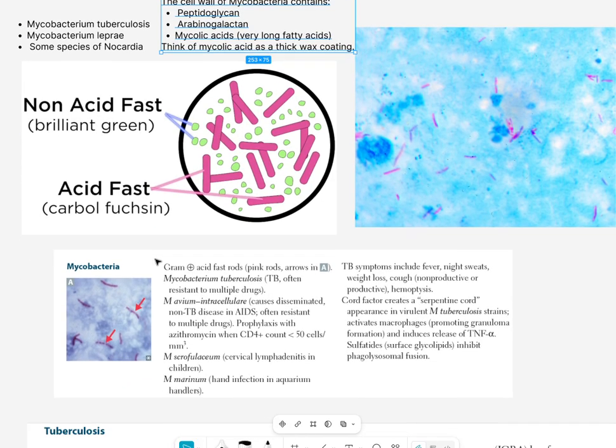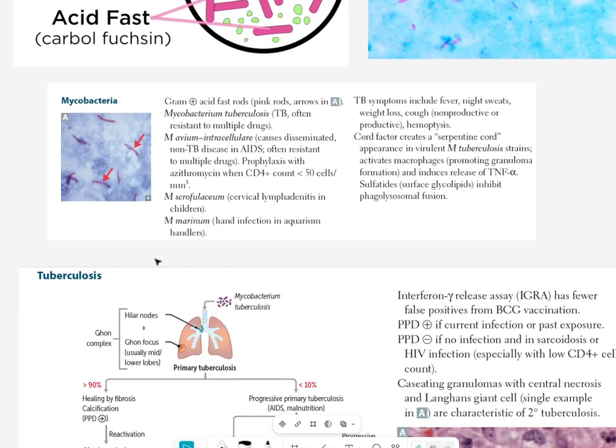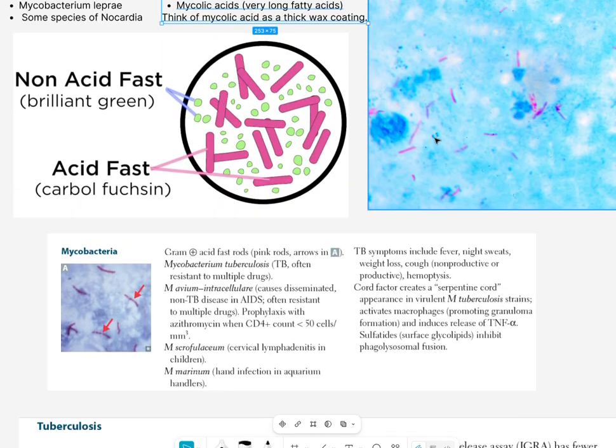Now, for the Mycobacteria family, just a little bit of a heads up. Mycobacteria have a gram-positive-like cell wall, but stain poorly with gram stain. So these mycobacteria are gram-positive like, but they stain very poorly with the gram stain. They're basically acid-fast bacilli. They're slender red-pink rods on the Ziehl-Neelsen stain. You can see this here.